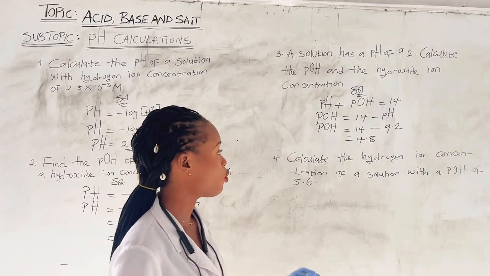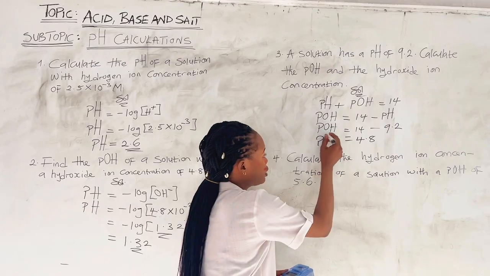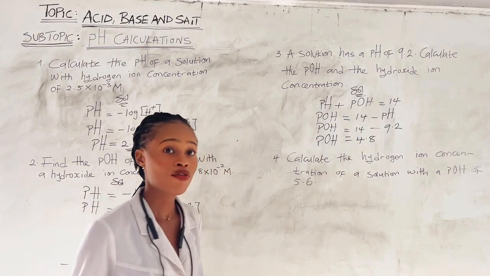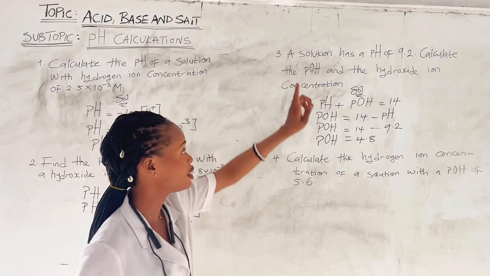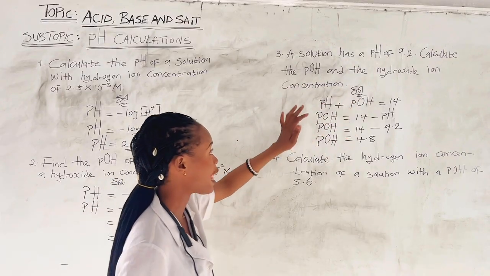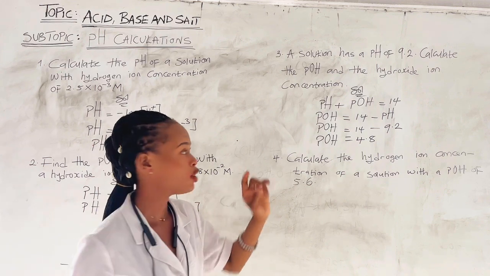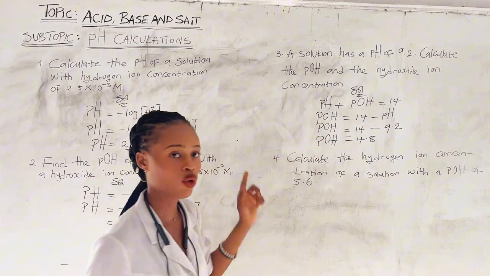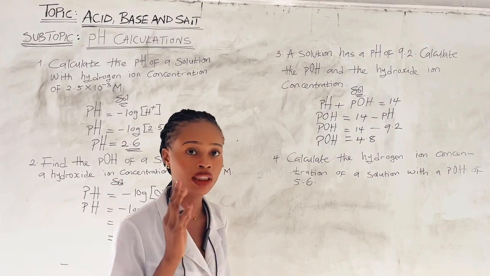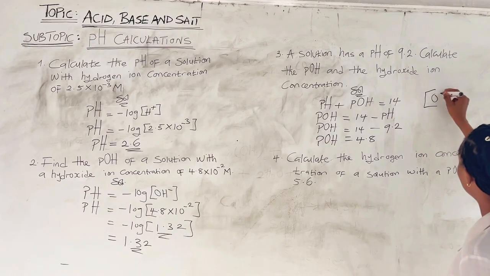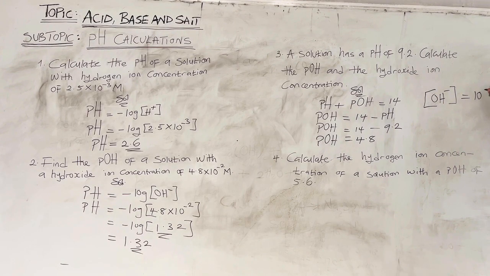What we just succeeded in calculating is pOH. So we now know that the pOH for this question is 4.8. But that does not answer the question, because we have to calculate both the pOH and the hydroxide ion concentration. So we're going to be applying another formula to get the hydroxide ion concentration. This is the formula we're going to be using. So OH minus is equal to anti-log.